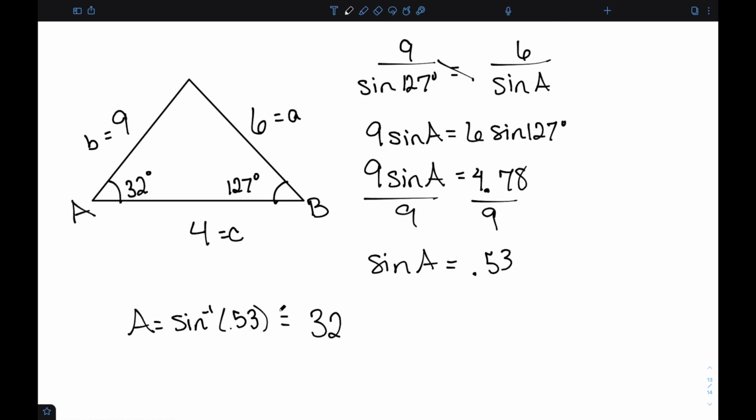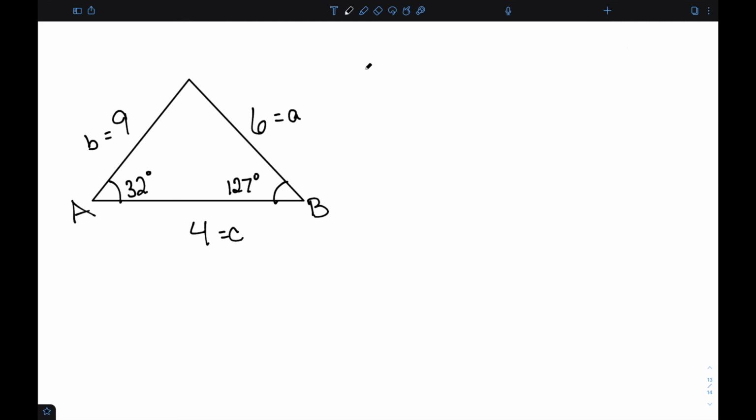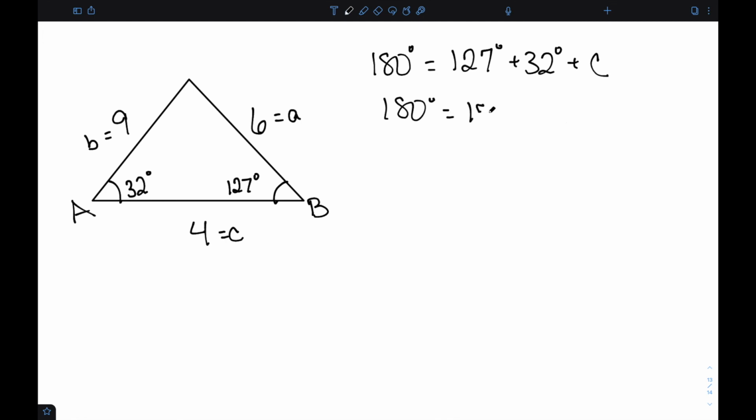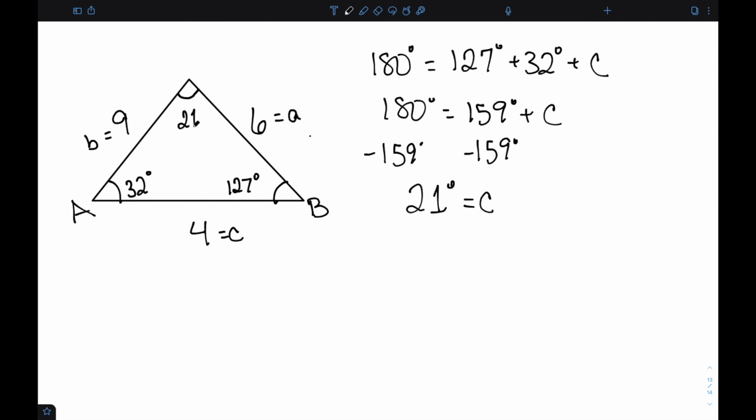So now I have two of my three angles. Finally, we can use the fact that 180 degrees has to be equal to 127 degrees plus 32 degrees plus angle C. 127 plus 32 is 159. Subtracting 159 degrees from both sides gives me that my missing angle is 21 degrees. So this angle up top will be 21 degrees. And I now have solved my triangle.